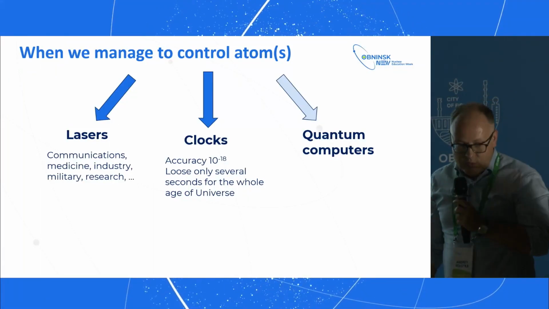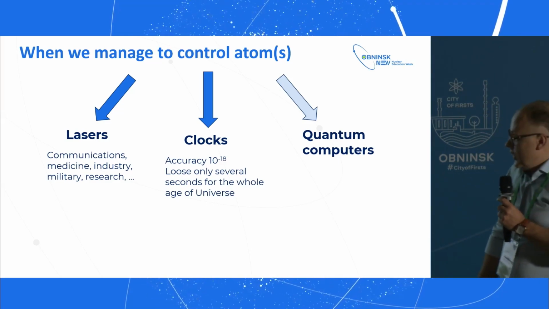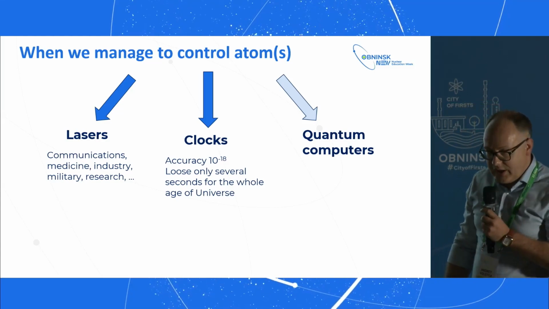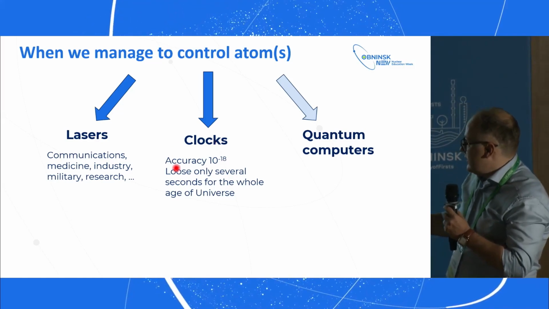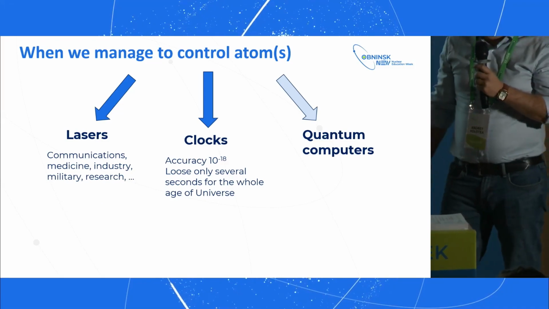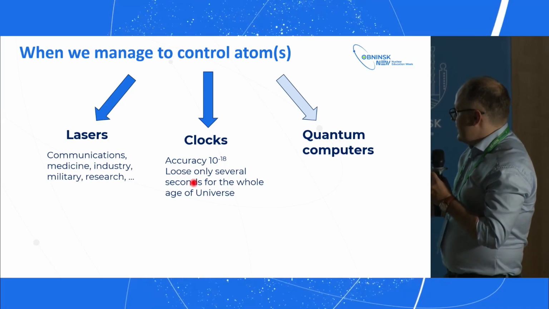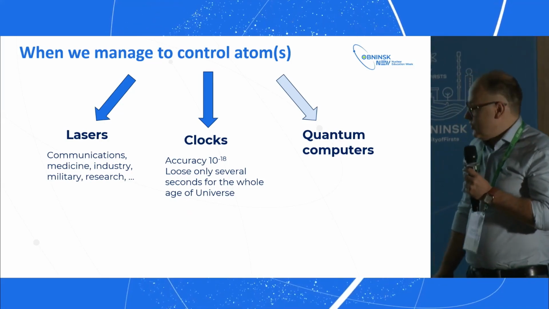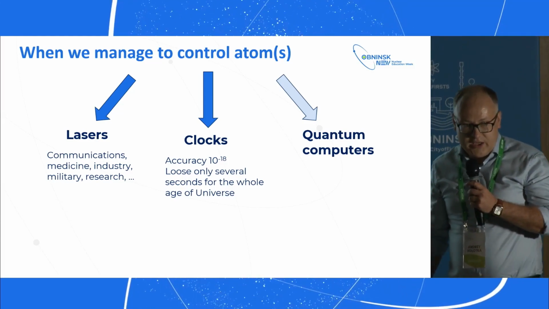study this. If we go back to history and look at atoms, when we managed to excite ensembles of atoms and quantum mechanically control them, we invented so-called lasers, and the current status of technology is unthinkable without this kind of facility. Another example is atomic clocks. The accuracy of atomic clocks nowadays reaches 10 to the minus 18, which is an amazing accuracy. These clocks lose only several seconds over the whole age of the universe.